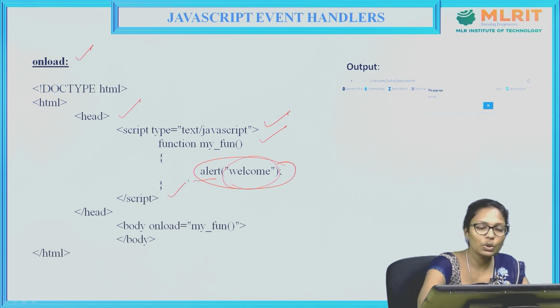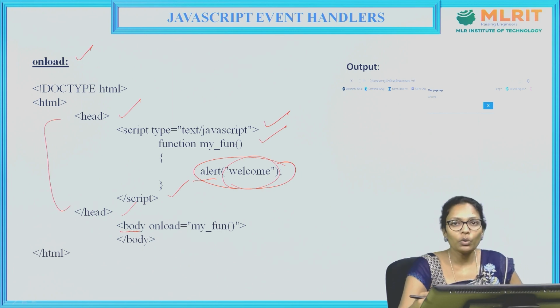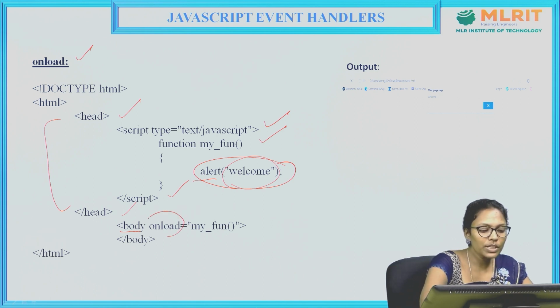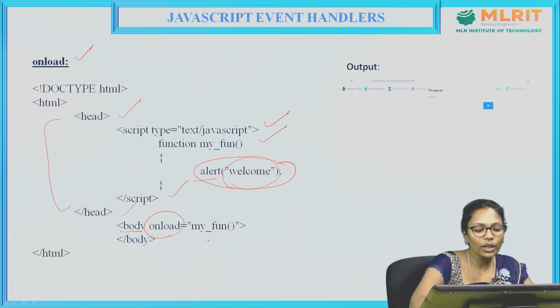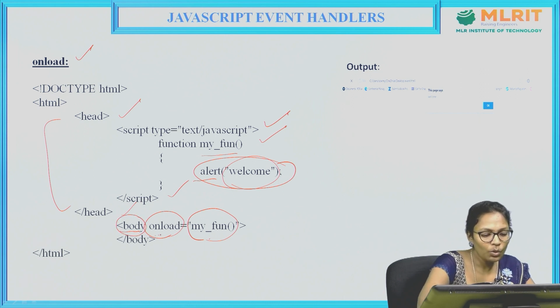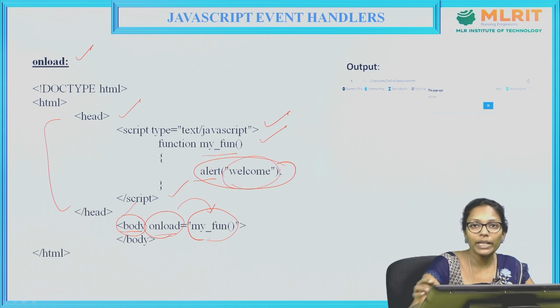Now I'm just closing this script. So closing the body section, header section also. Again, I'm opening the body section. We know onload will be used along with the body tag. So here, I'm just using this attribute onload. Onload is equal to, I'm calling this function. What is this function? My_fun. So, whenever this body is loaded, then this function will be executed.